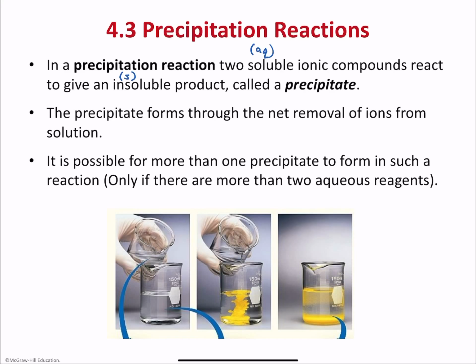So this is a picture I just took straight from the book, and the take-home message of this picture is that you have two clear, colorless, homogeneous solutions, and we're mixing them together, and all of a sudden we form this bright yellow precipitate. So that tells us that there's some kind of precipitation reaction going on here. And in case you're wondering, this is a reaction between sodium iodide and lead(II) nitrate. Anyhow, we'll talk about that in a bit.